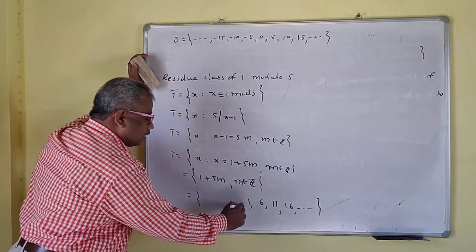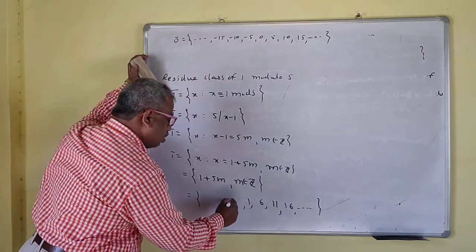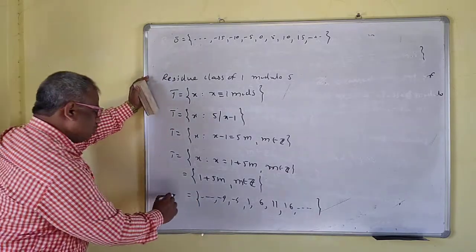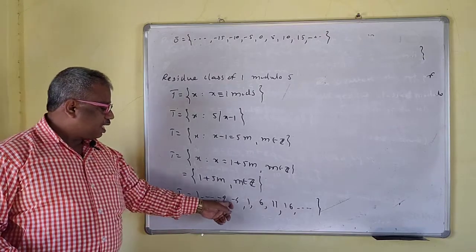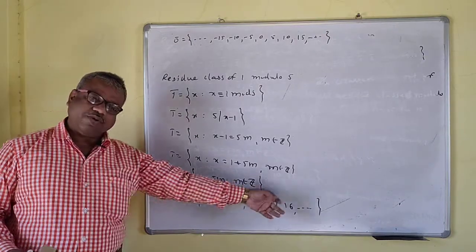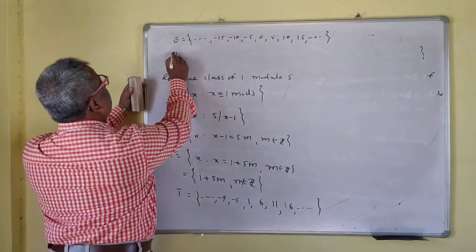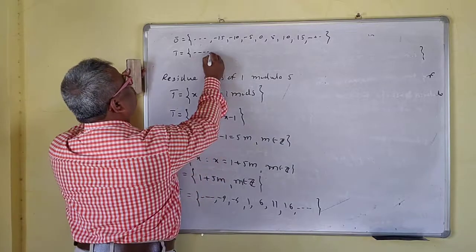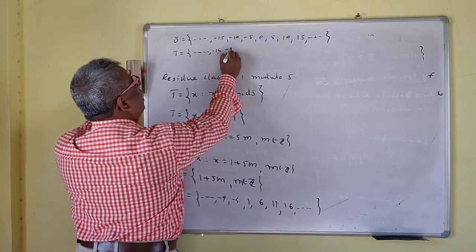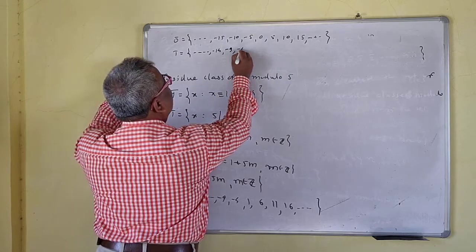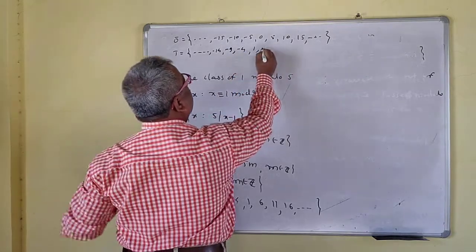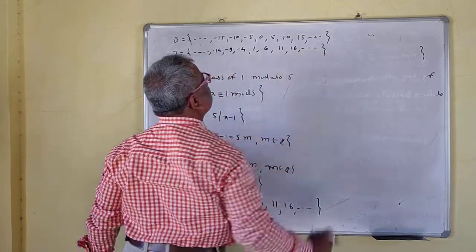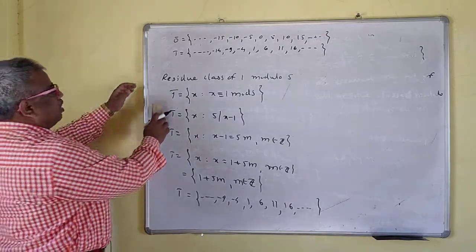So this is the set of integers. Now subtract 5: minus 4, minus 9, dot dot dot. So 1 bar is the same as dot dot dot, minus 14, minus 9, minus 4, then 1, and going on adding 5: 6, 11, 16, dot dot dot. So this is 1 bar.